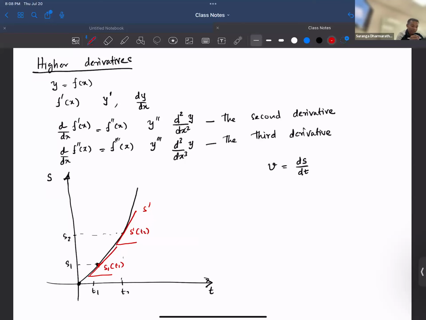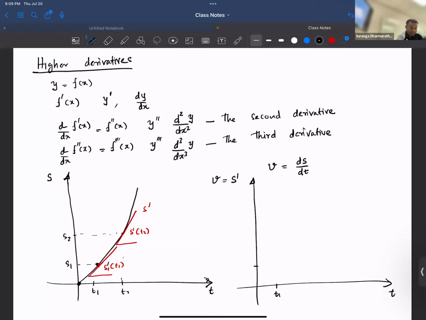Now, what I can do is plot S prime with time. This is just an example. What is actually S prime? S prime is velocity. So I can plot that S prime because I know at T1, S prime is equal to S prime of T1, so this axis is S prime.